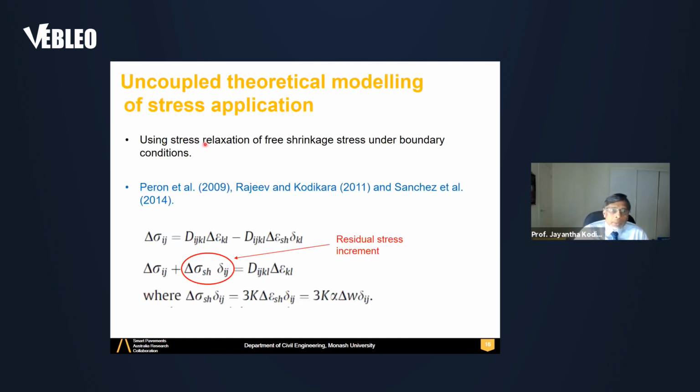This approach can be incorporated into stress analysis in finite elements or finite difference as a residual stress that can be added to other stress increases due to external stresses if you have them, and then solve for the deformations. And then you could simulate desiccation cracking. This is one way of doing it.